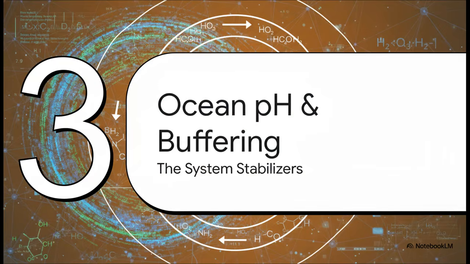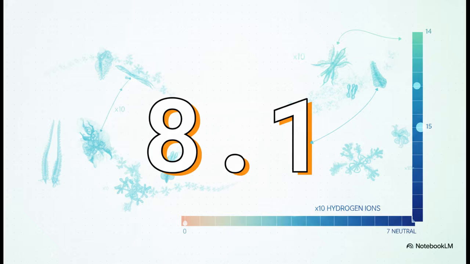Section 3. Ocean pH and buffering. The system stabilizers. So we have highly variable inputs of oxygen and carbon dioxide, but marine biology requires a super stable, tightly regulated environment to actually survive. Let's shift our scan over to the chemical metrics to see exactly how the ocean handles this stress.